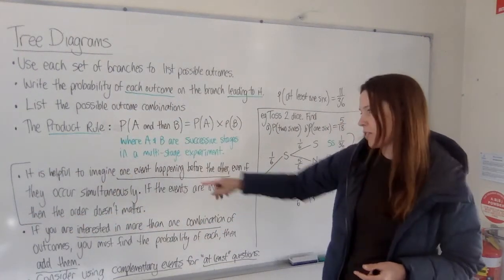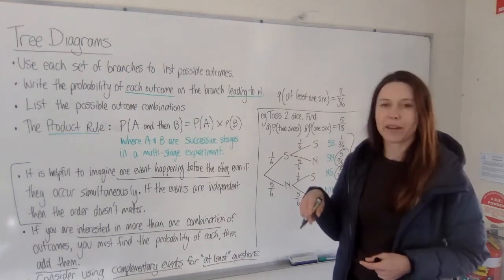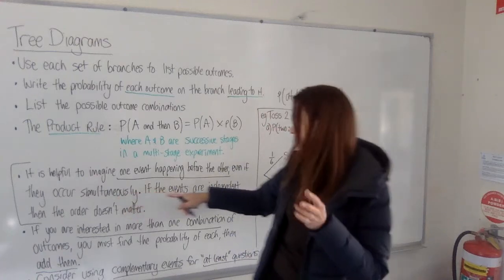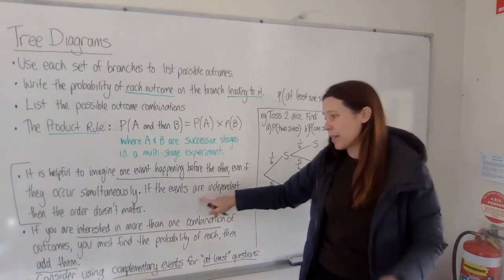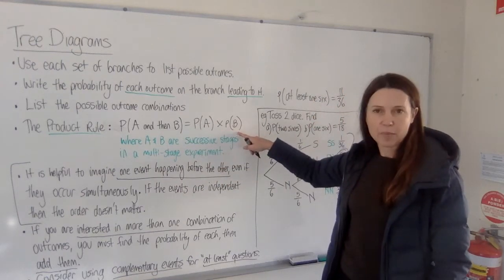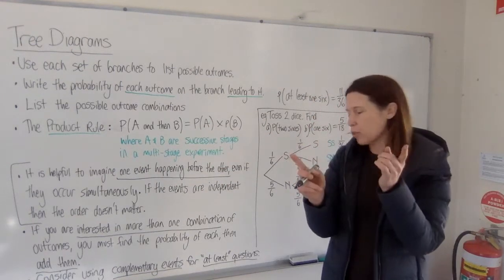Now, the only tip that we haven't mentioned here is this one. It's helpful to imagine one event happening before the other, even if they occur simultaneously or at the exact same time. Now, if the events are independent, then the order isn't going to matter. That's because we're multiplying a probability by another probability, and it won't matter which way we do it.